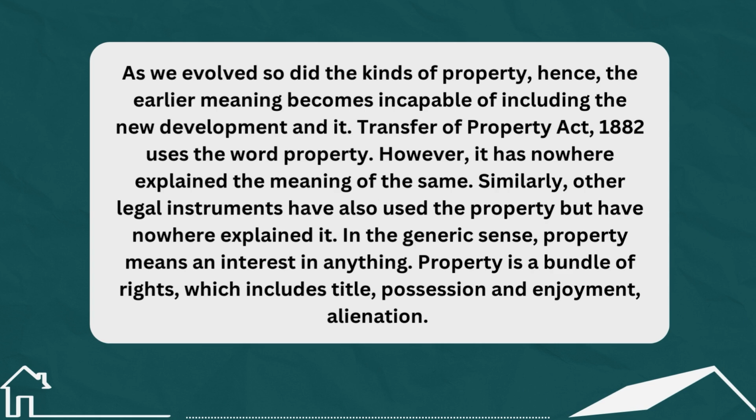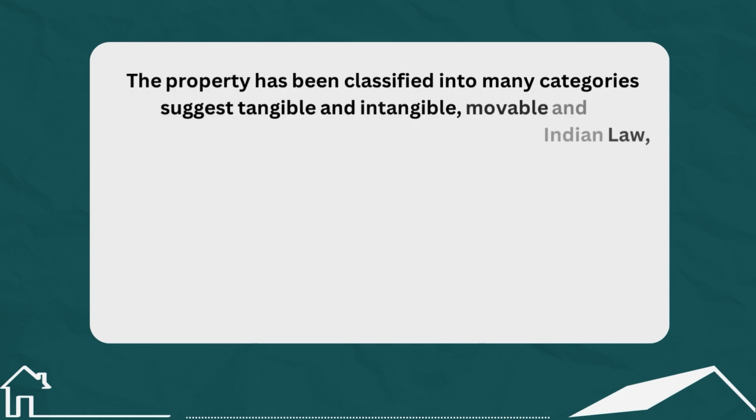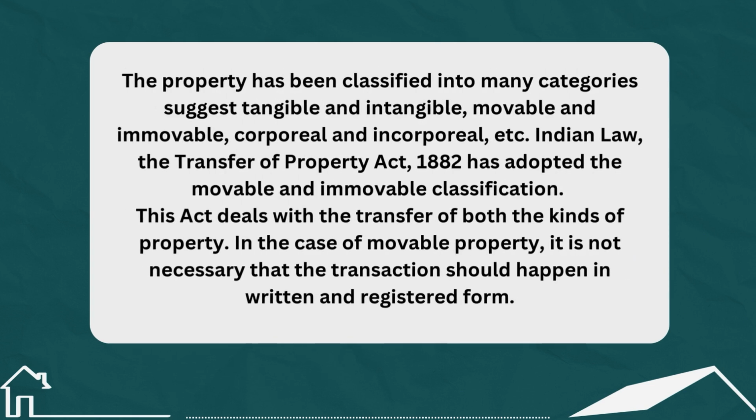In the generic sense, property means an interest in anything. Property is a bundle of rights which includes title, possession, enjoyment and alienation. Property has been classified into many categories such as tangible and intangible, movable and immovable, corporeal, incorporeal, etc. In Indian law, the Transfer of Property Act 1882 has adopted the movable and immovable classification. This Act deals with both kinds of property.